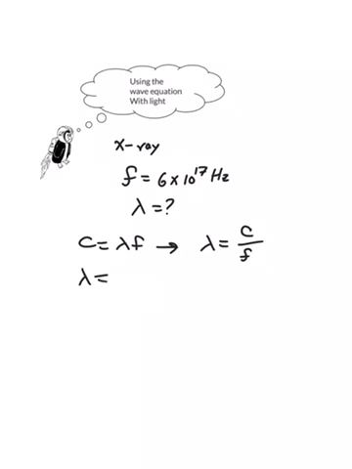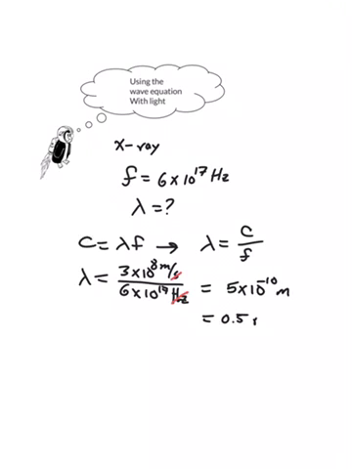Lambda is going to be 3 times 10 to the 8 meters per second, all divided by 6 times 10 to the 17 hertz. Recall that hertz is 1 over a second, so the seconds and the hertz cancel out. So the wavelength of this X-ray happens to be 5 times 10 to the minus 10 meters, which is 0.5 nanometers, or if you prefer, 5 angstroms, which is about twice the width of a single water molecule.